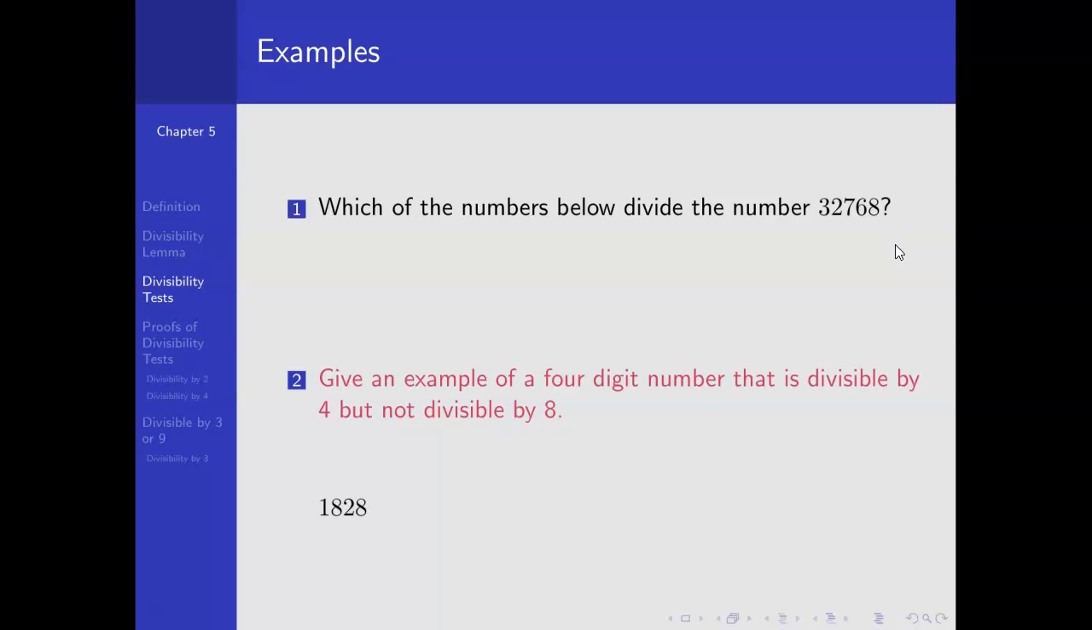So 1,828. If we look at the last 2 digits, that's 28. That is divisible by 4. But if we look at the last 3 digits, 828, that is not divisible by 8. So this is an example. But you could very easily come up with an example of your own that would be different from this one.